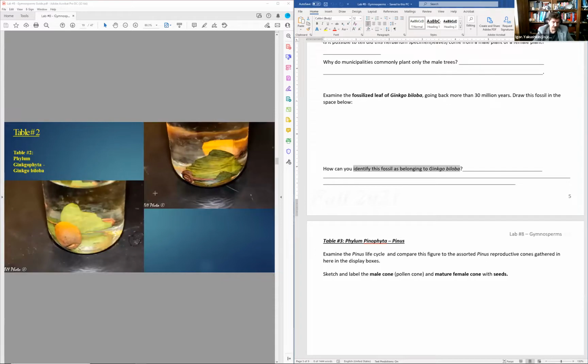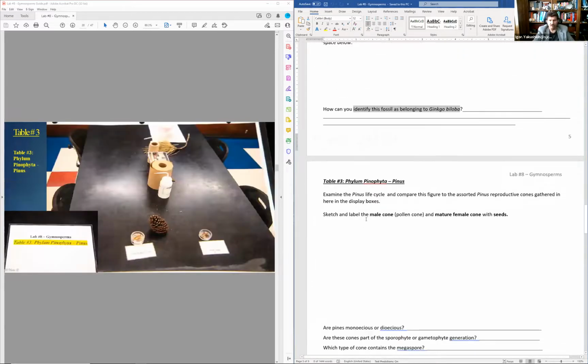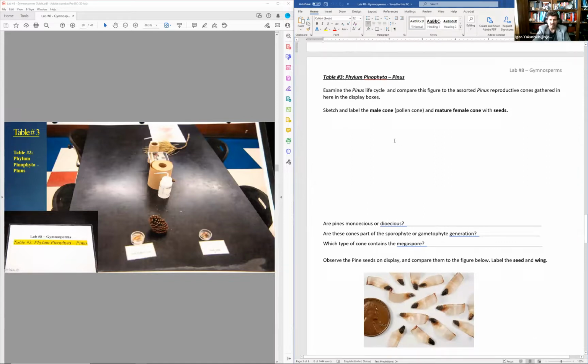But yeah, in this particular case, we're looking at a preserved herbarium specimen, the leaf itself, and this is the actual seed. And here's the male cone, so to speak. All right, now for the Pinophyta, sometimes referred to as Coniferophyta, sketch and label the male cone versus the female cone.